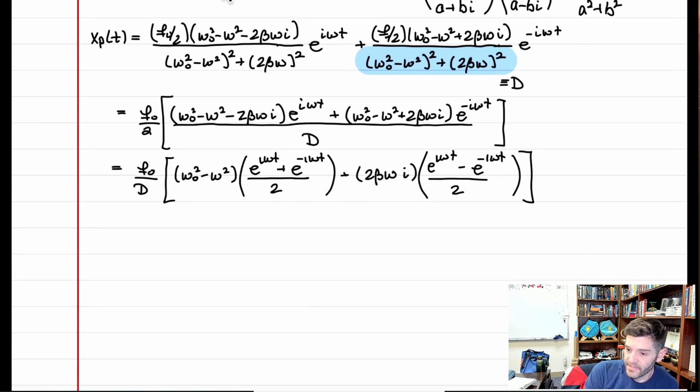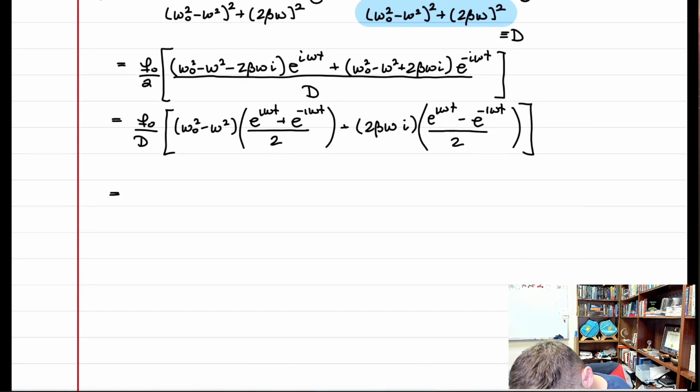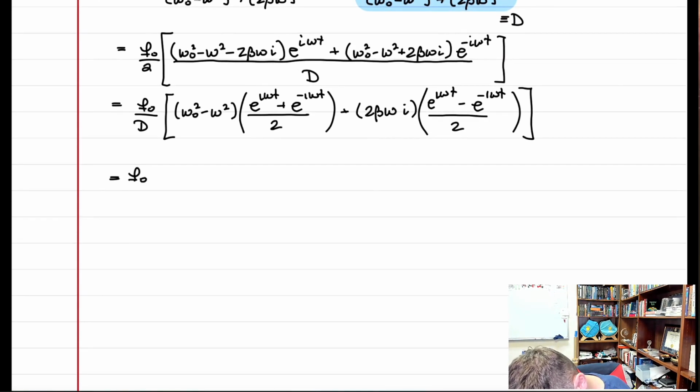And why am I doing this? Because again, we can use the Euler relationships that I know: those exponentials, the sum of them divided by 2 is cosine. And it's not too hard to also convince yourself that the difference of the 2 divided by 2 is sine. So this ultimately, which is good, we're getting rid of some of the exponentials. So this is f naught over D.